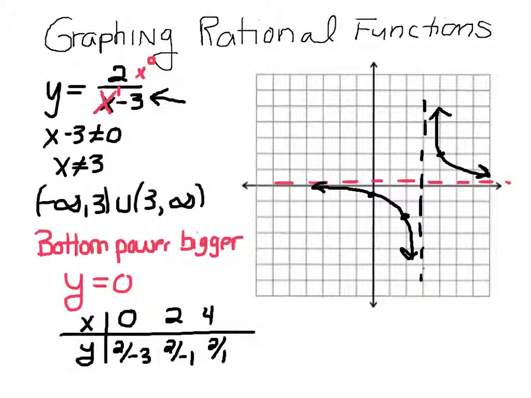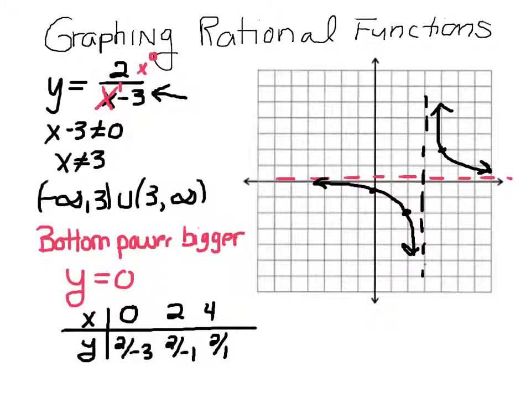I already have my domain, but my range is given by, and remember range is going up and down, so if you look here it goes down forever, if you look here it goes up forever, but there's this asymptote that blocks the range, and so my range is negative infinity to 0 union 0 to infinity.